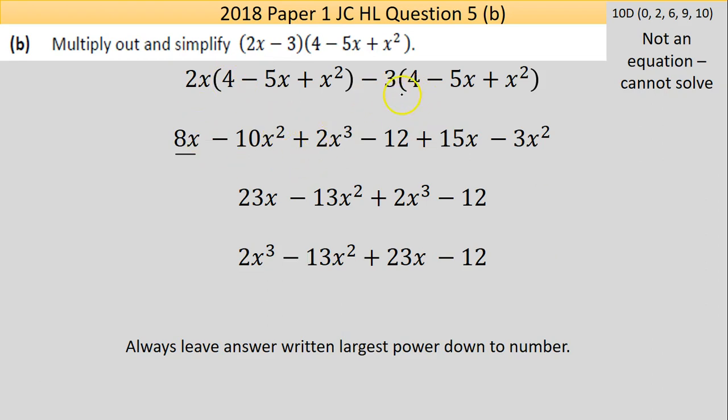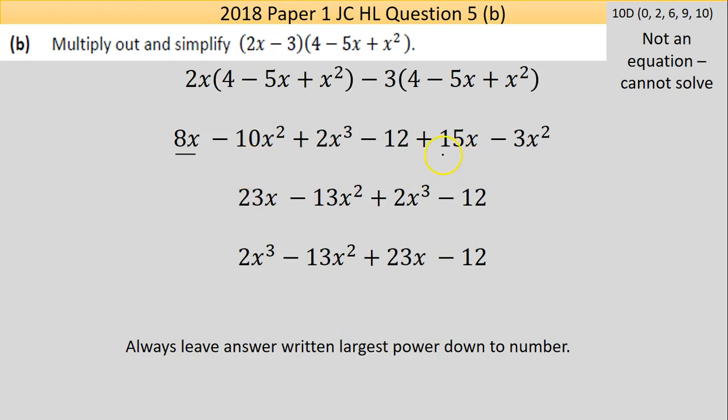Second half, minus 3 by 4. Minus by plus is minus, 3 by 4 is 12. Minus by minus is plus, 3 by 5x is 15x. And last but not least, minus by plus is minus, 3 by x squared is 3x squared. Basically done. Okay, all I got to do now is add like terms.